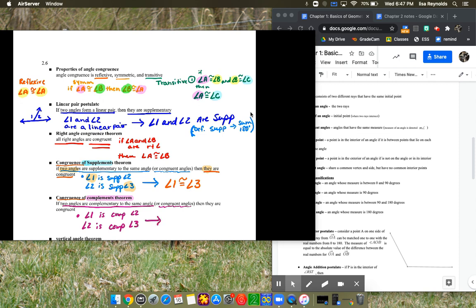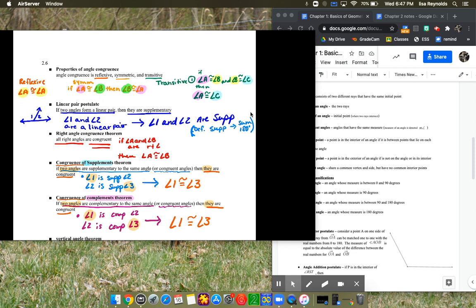Then they are congruent. And once again, the "they" that we're referring to are the two angles that are supplementary to the same thing. So our angle 1 would be congruent to our angle 3. So the challenge with this is we start out with supplementary or complementary, and we get congruence.